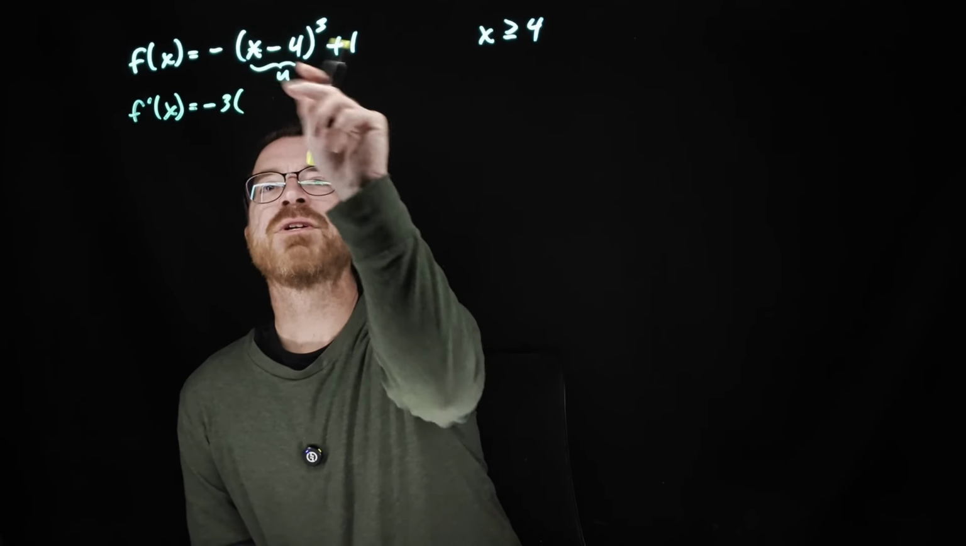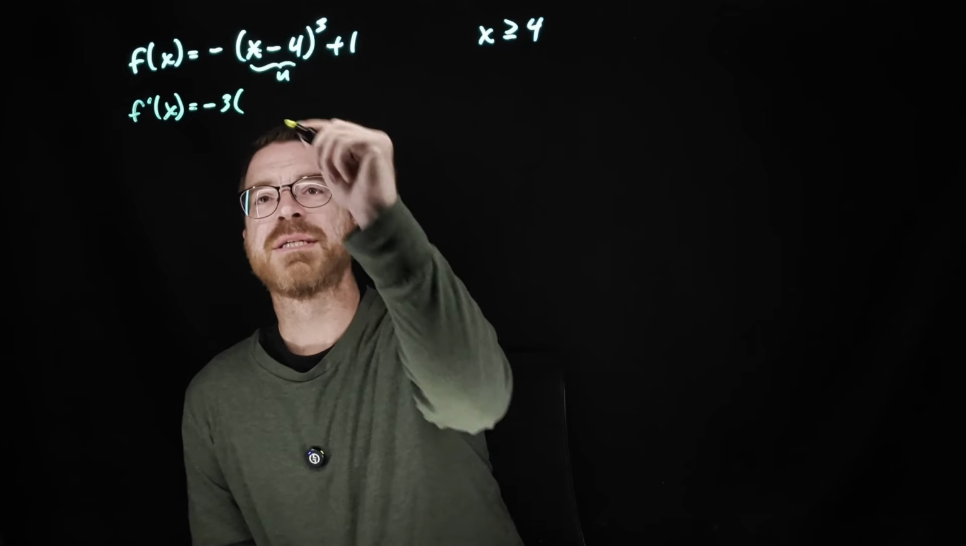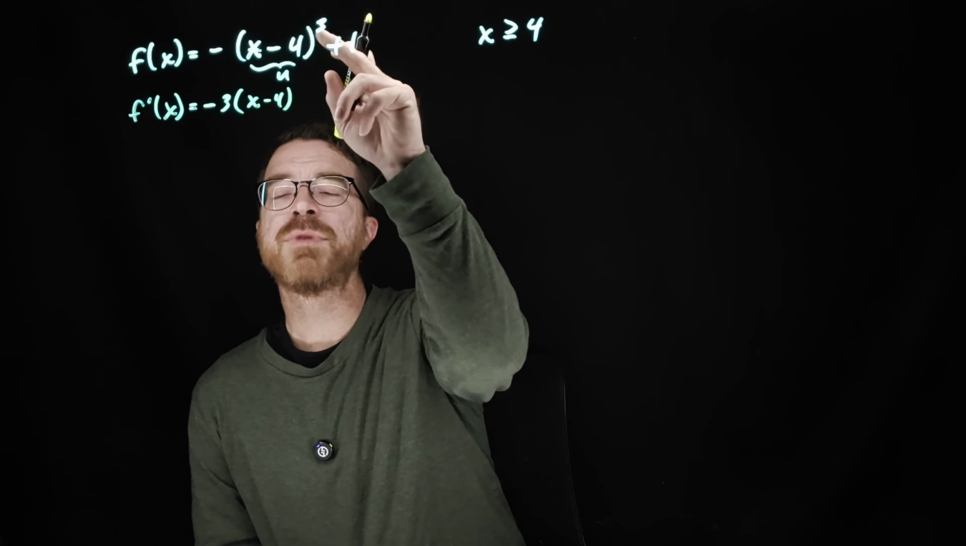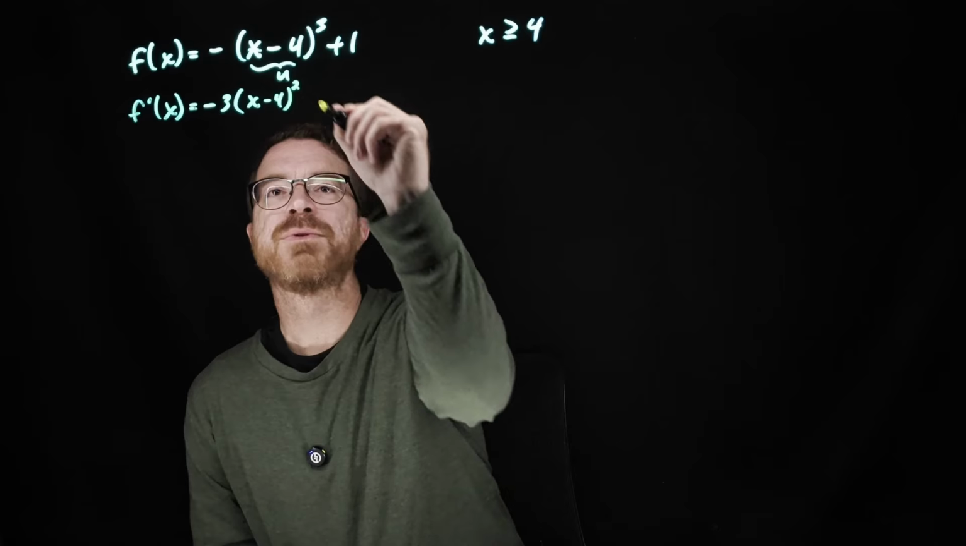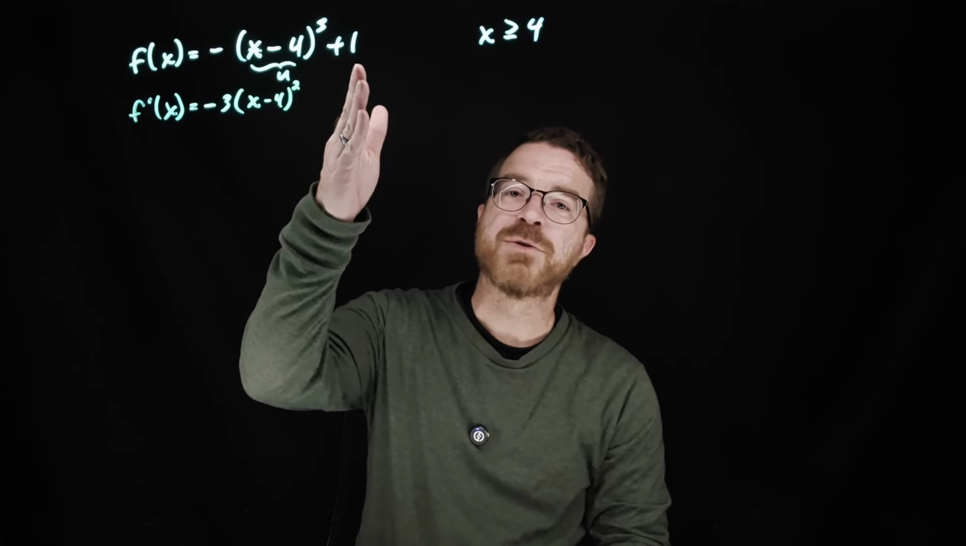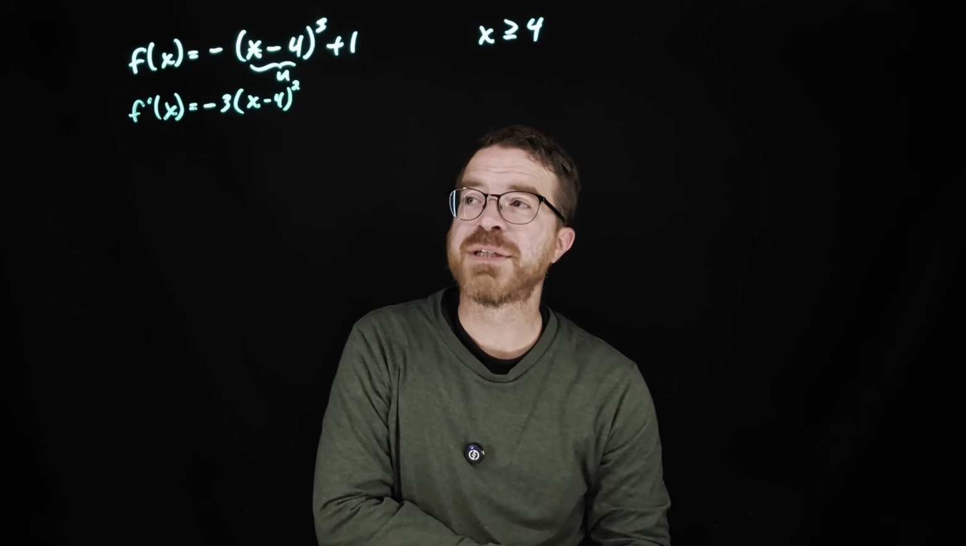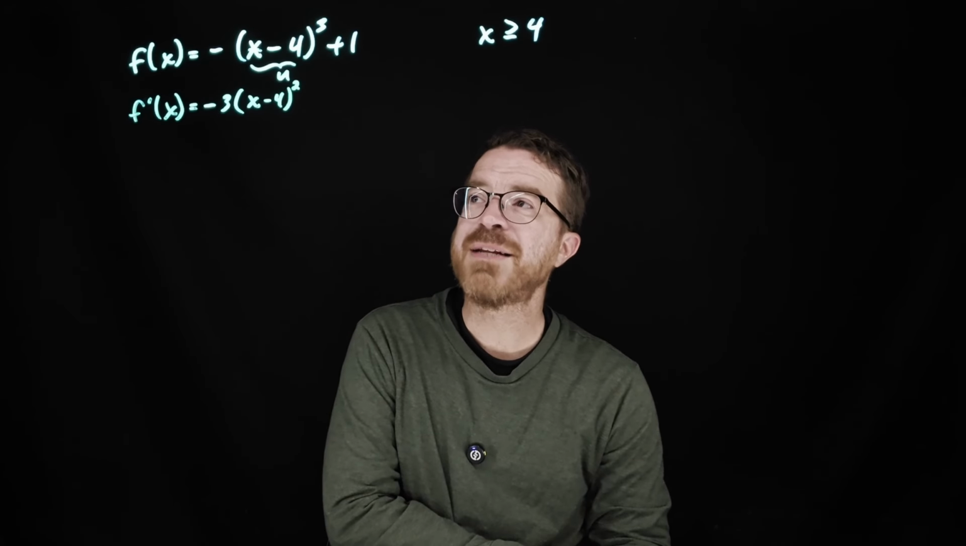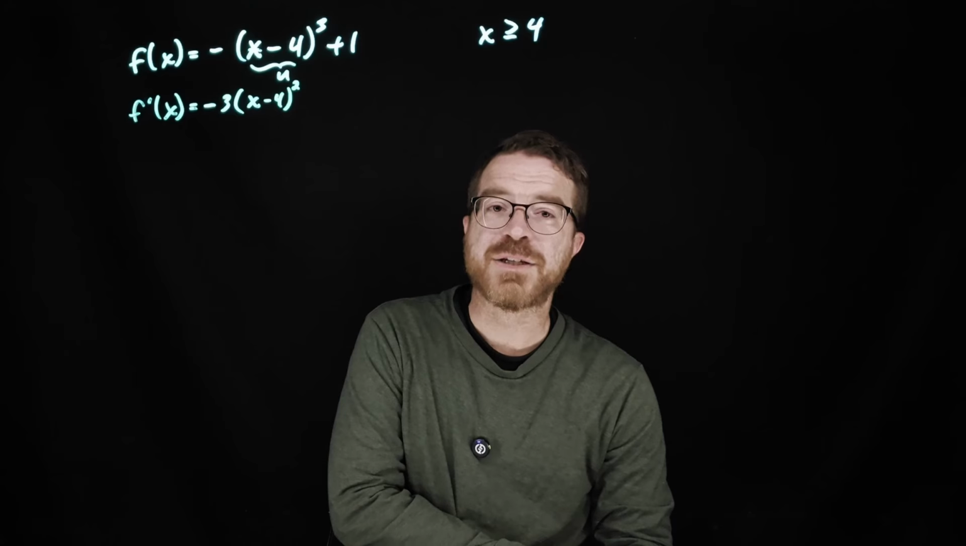I'm going to leave whatever is inside the parentheses alone, so x minus 4. And then based on our power rule, this 3 goes down by 1 to 2. And then, of course, the derivative of a constant is equal to 0. So I now have f prime of x is equal to negative 3 (x minus 4) squared.